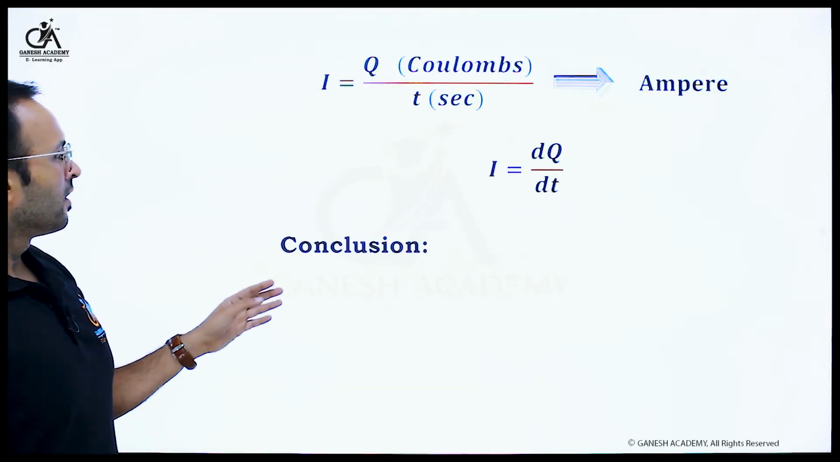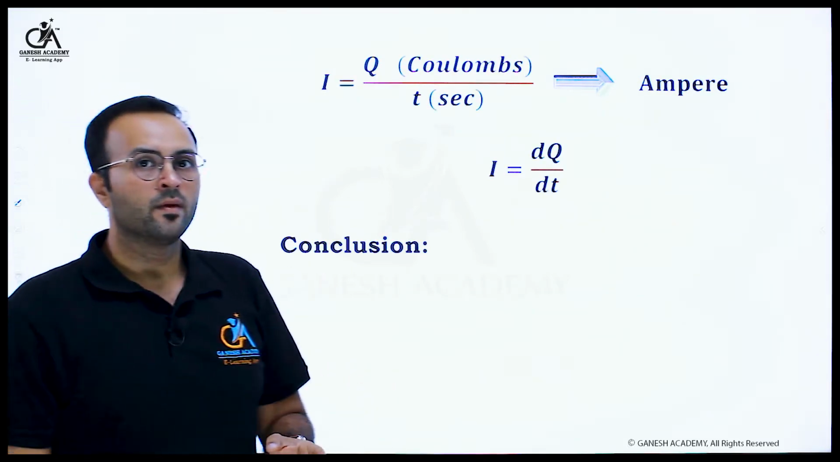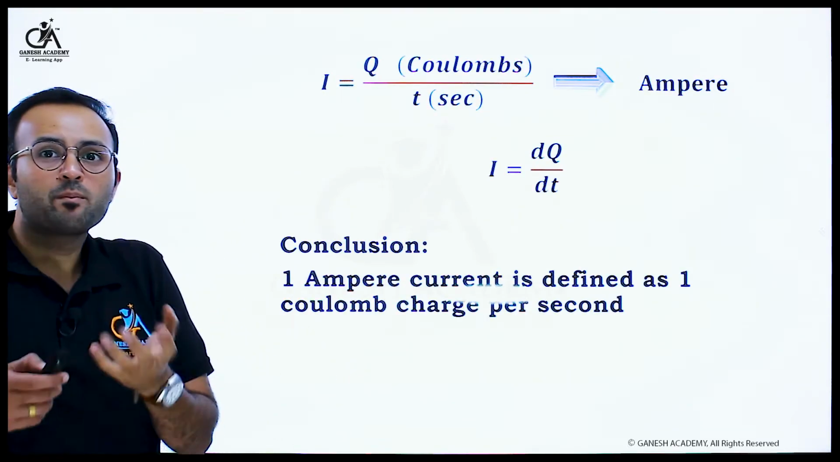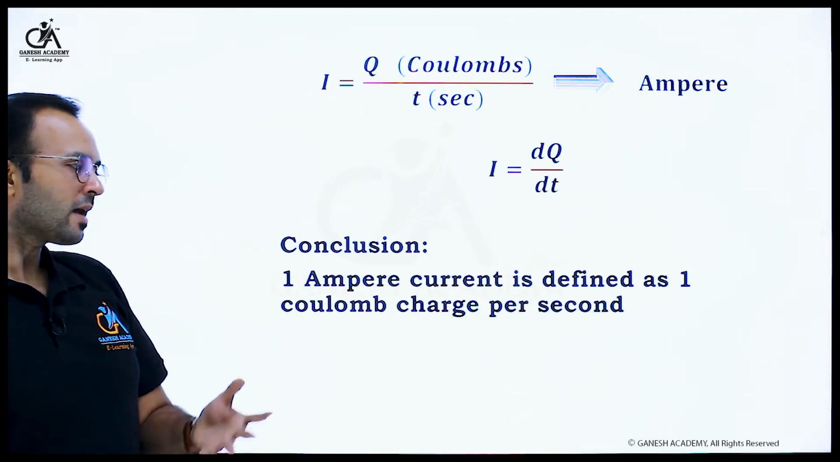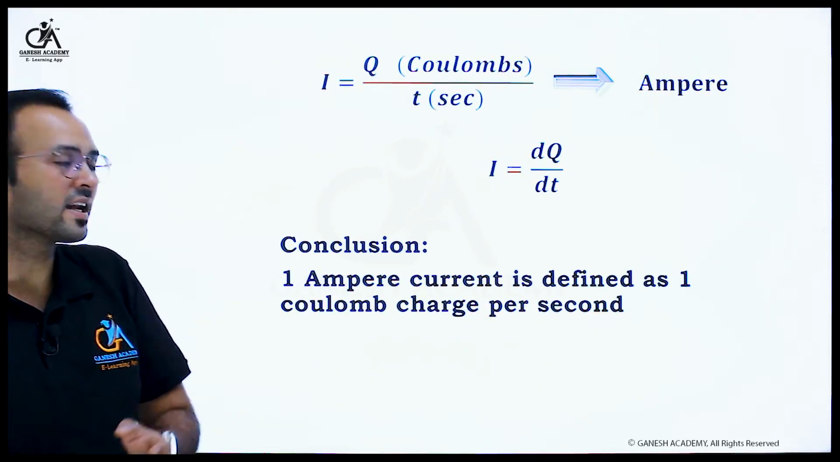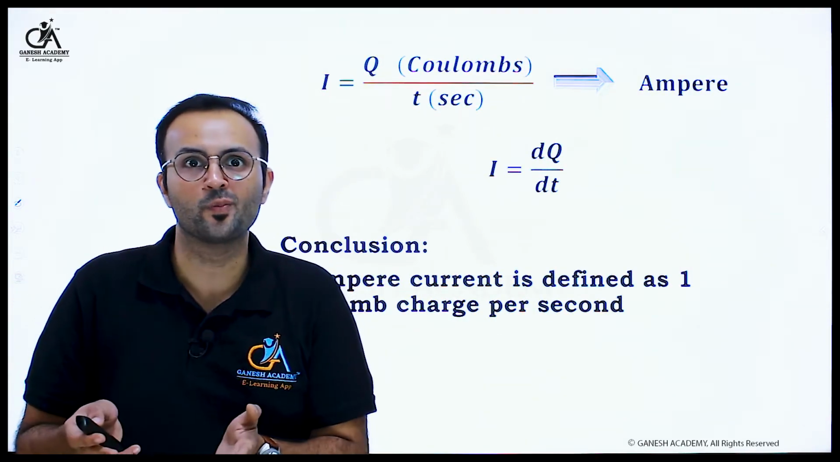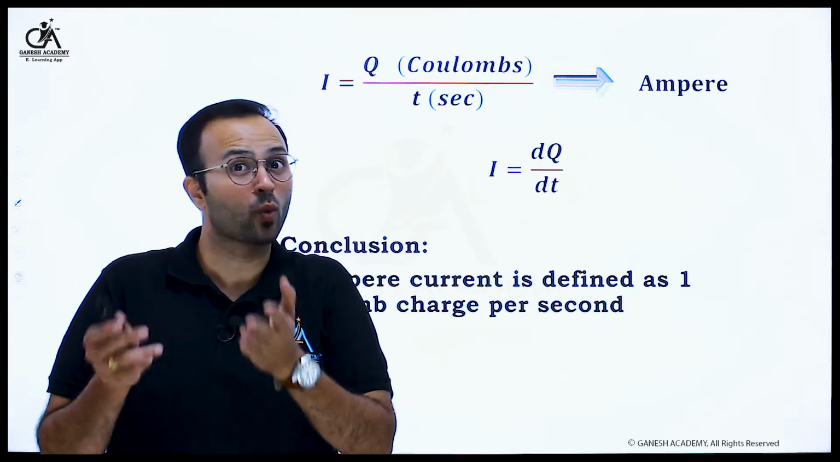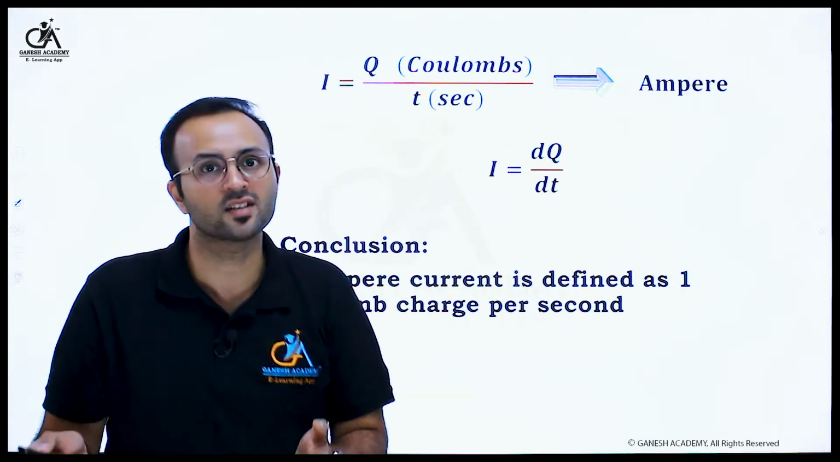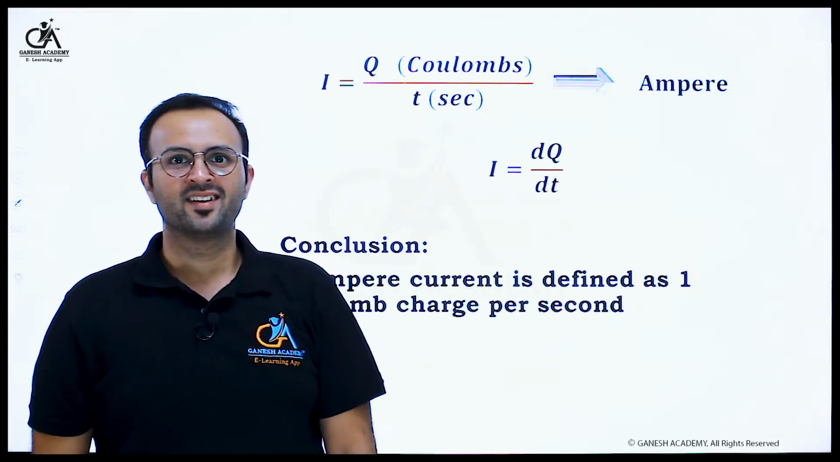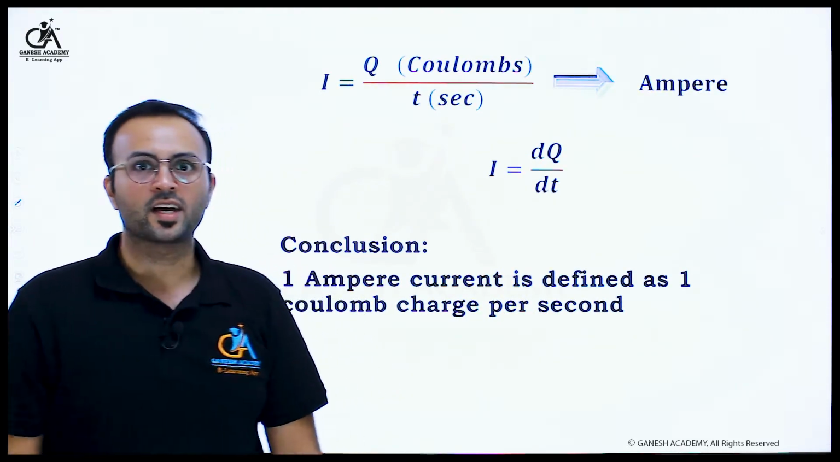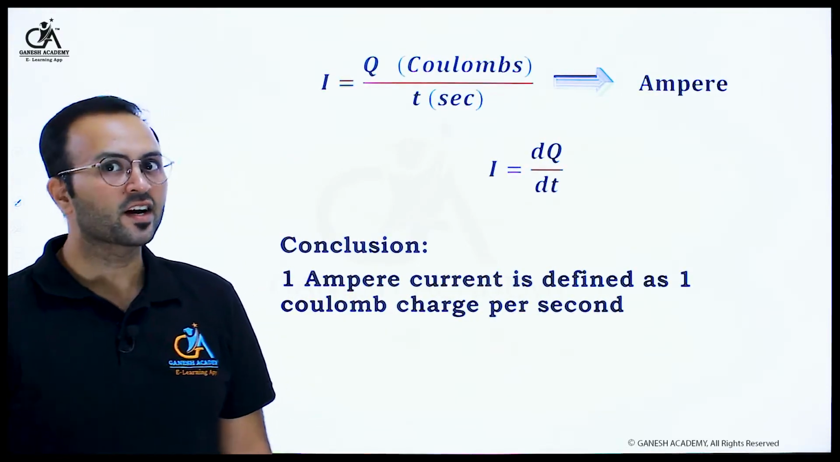So I can conclude one thing: when we say 1 ampere current, what is that? 1 ampere current is defined as 1 coulomb charge per second. Hope you are clear. When you say 1 ampere, that is 1 coulomb charge moving in a circuit per second. Thank you. So you are clear with electric current.